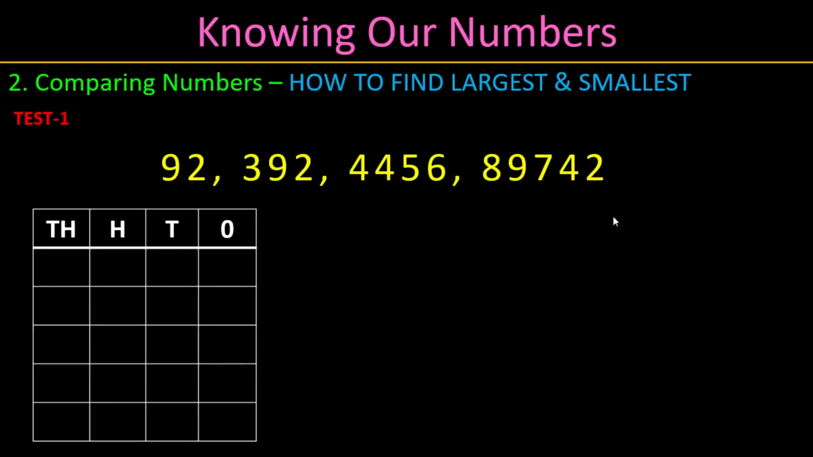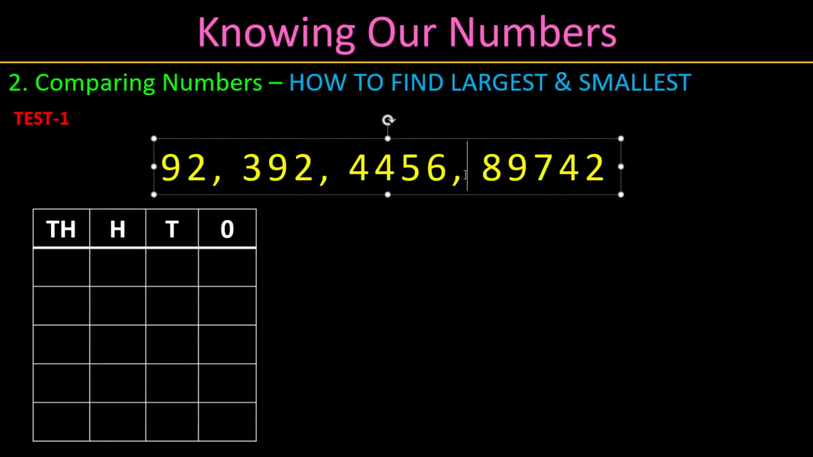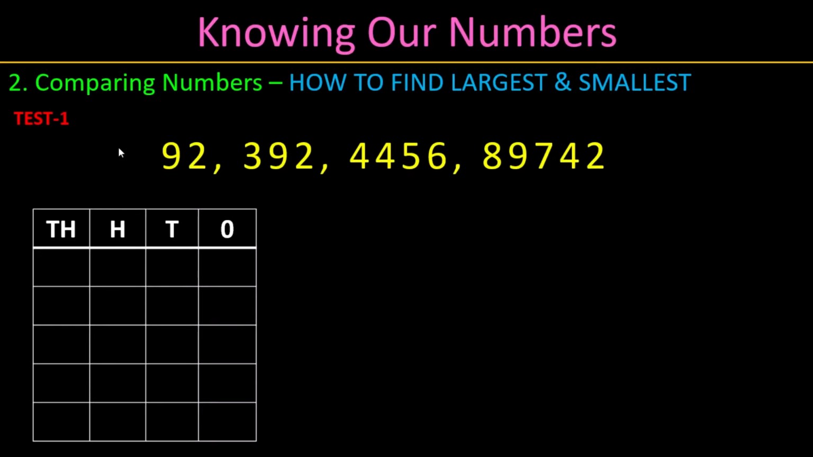Now let us study comparing numbers. The first section is how to find the largest number and smallest number. Let's check it out now. That is what we are going to compare now. So right now you have 4,456 and 89,742. This is a first scenario.